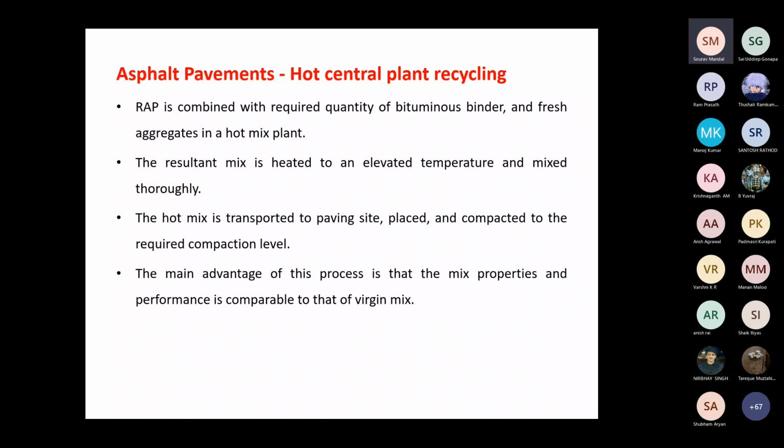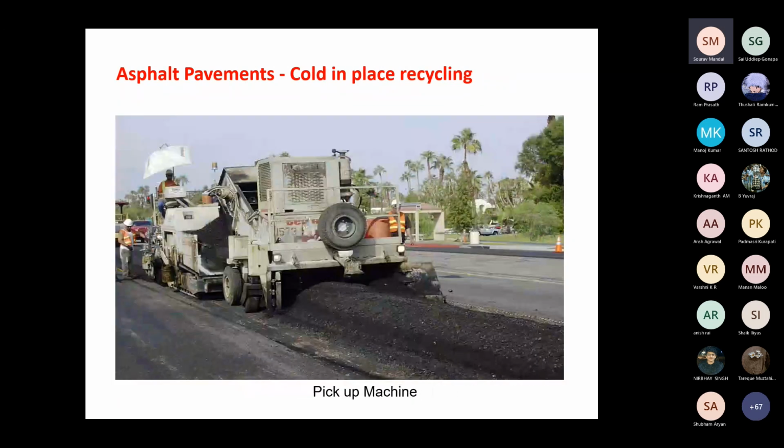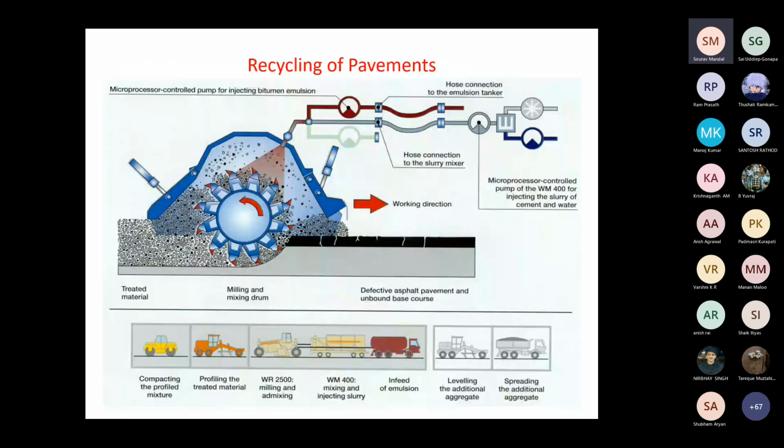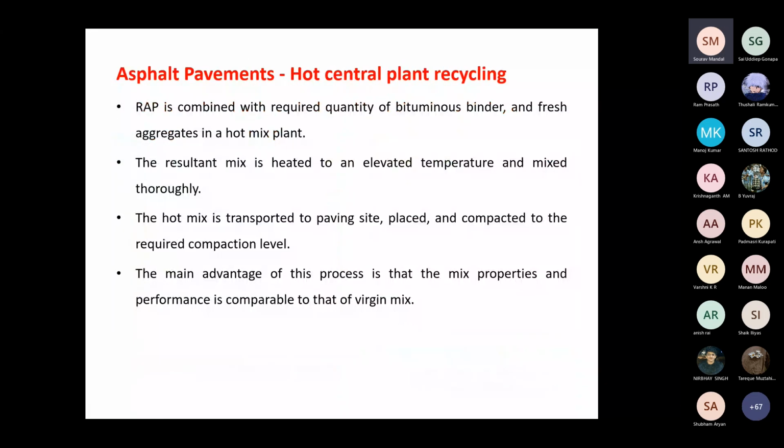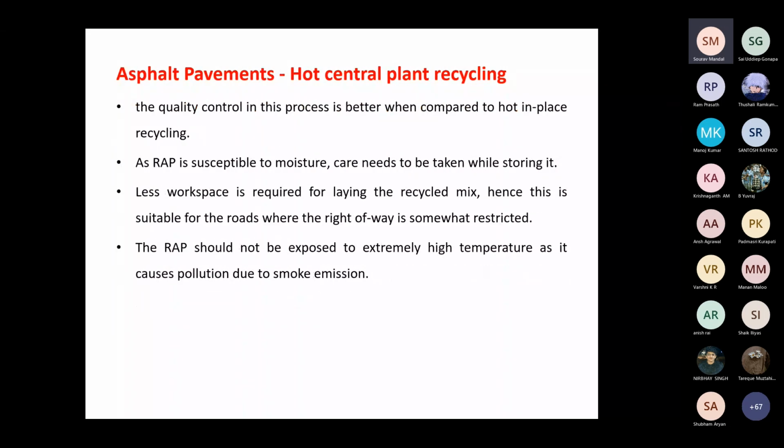The advantage is that the mix properties and performance are comparable to those of the virgin mix. You are mixing a new mix, so you have more control over the virgin mix. But if you are doing this process in situ, you don't have much control. You can check one or two sites, then you are just mixing the addition. But in a central plant there is more control, and it will be more like a virgin or a new mix.